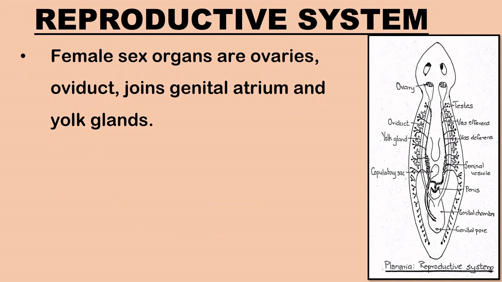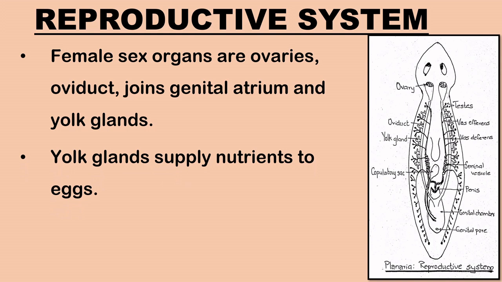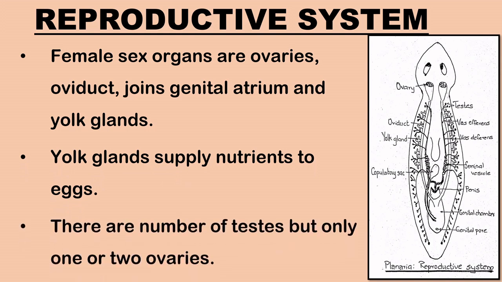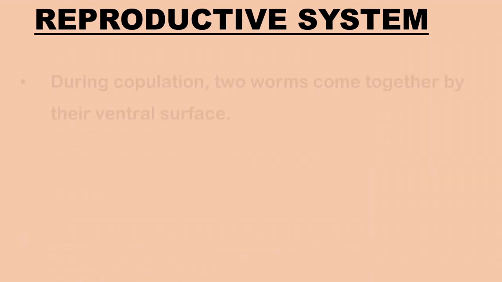Female sex organs are the ovaries, located near the eye spot, a tubular oviduct which joins the genital atrium, and numerous vitelline glands or yolk glands. These glands supply nutrients to the eggs. There are a number of testes but only one or two ovaries.